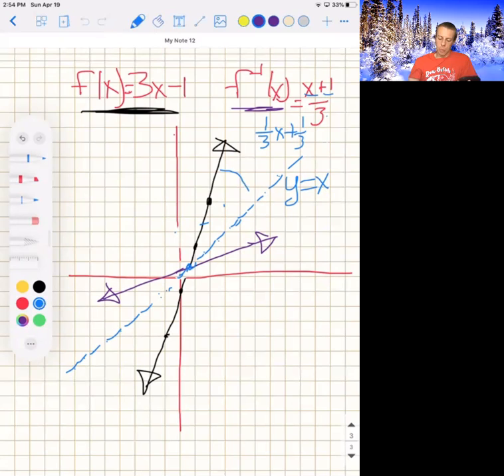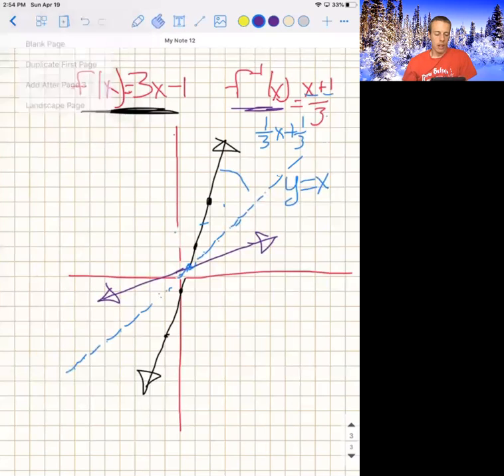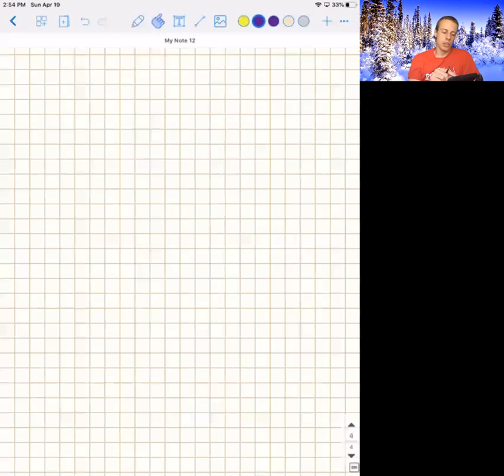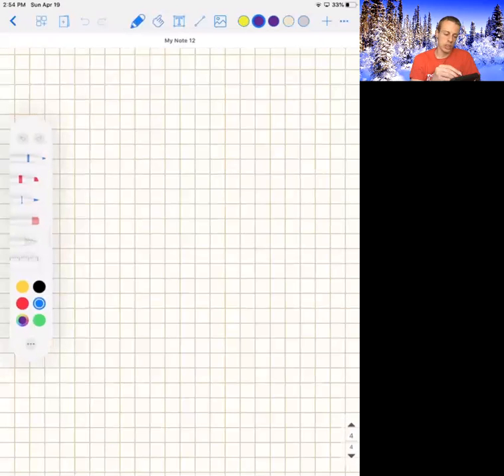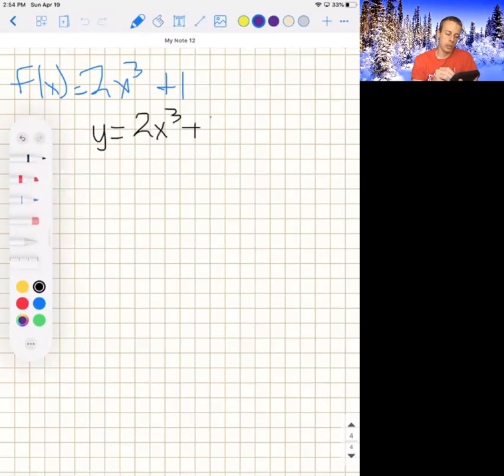So we will do one more example of finding an inverse, and then we will call it good. Let's make our function a little trickier this time, and let's say that our function is f of x equals 2x cubed plus 1. And so we're going to try and find the inverse function. So, well, y equals 2x cubed plus 1.